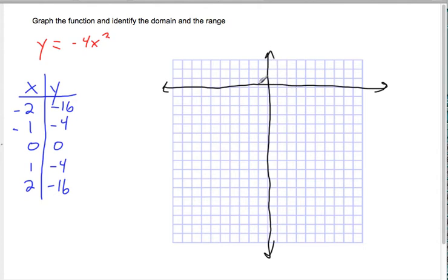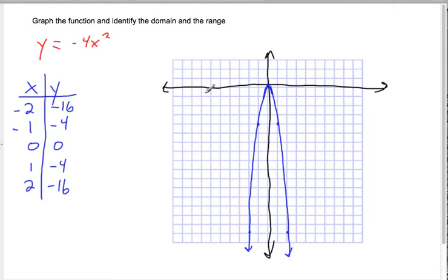And now I can graph it here, -2, -16. So 2, 4, 6, 8, 10, 12, 14, 16. There's that. And then I have -1, -4. And 0, 0, 1, 4, and 2, 16. So this is a very narrow graph because the A value is -4, whereas it would be wider if the A value were closer to 0 or closer to 1.